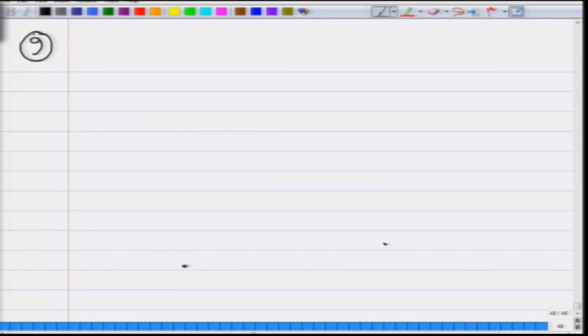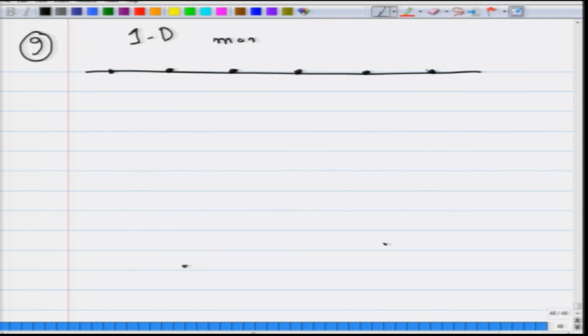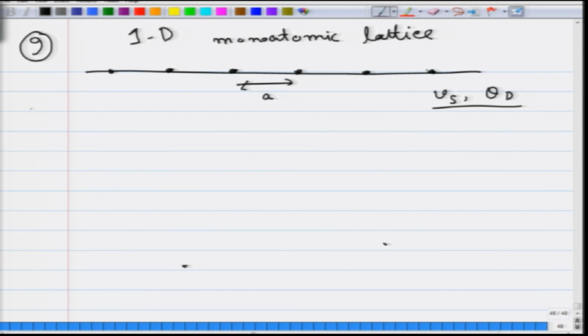Moving to question 9. By using the Debye approximation, we now have a 1D monoatomic crystal lattice. The lattice constant is given by a, the interatomic spacing is a, the speed of sound is Vs, and the Debye temperature is theta D. For 3D we had Kx, Ky, Kz, each being 2 pi by L, and just using the periodic boundary condition we find these values are allowed. Here in 1D there will be only one k value, and k is 2 pi by L.